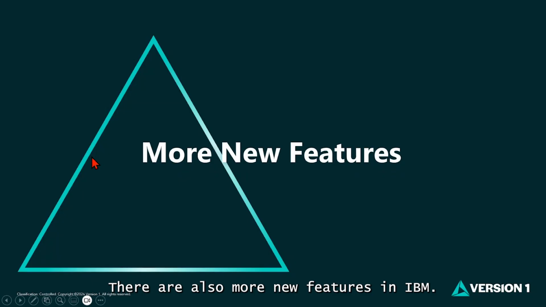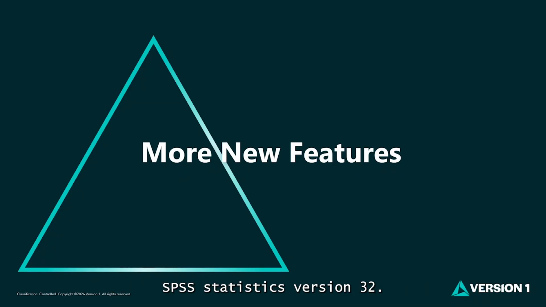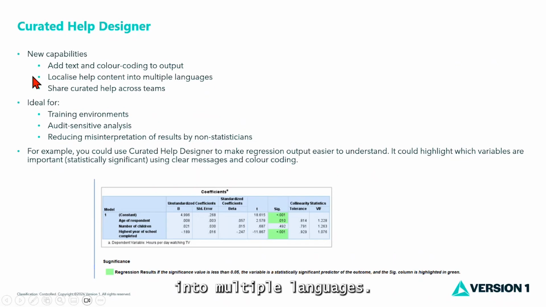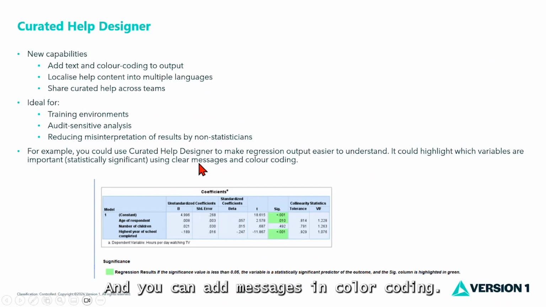There are also more new features in IBM SPSS Statistics version 32. So we now have Curated Help Designer. Now here you can add text and color coding to output. You could localize help content into multiple languages. You can share curated help across teams. And this is really ideal when you're working in a training environment, you have audit-sensitive analysis, and you want to reduce misinterpretation. So just as an example, you could use it to make regression output easier to understand. It could highlight which variables are statistically significant, and you can add messages and color coding.